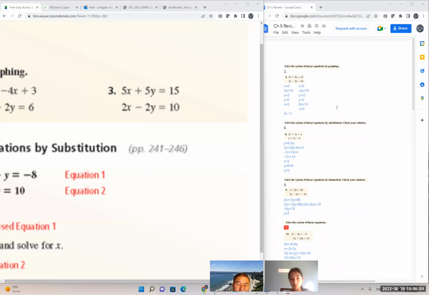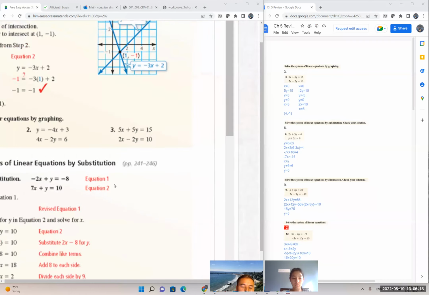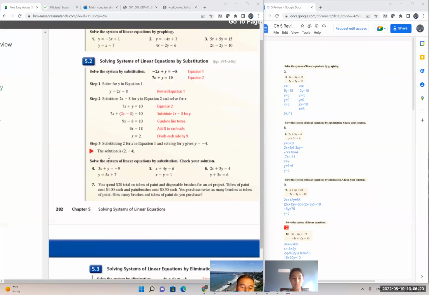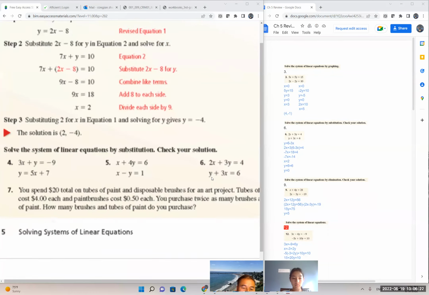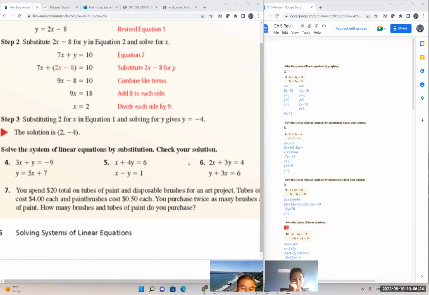I'm not sure if it's because you use this Google document, so you need time to put the graph into here. You can take a photo and then insert here. Anyway, then problem 6. This time solve by substitution.